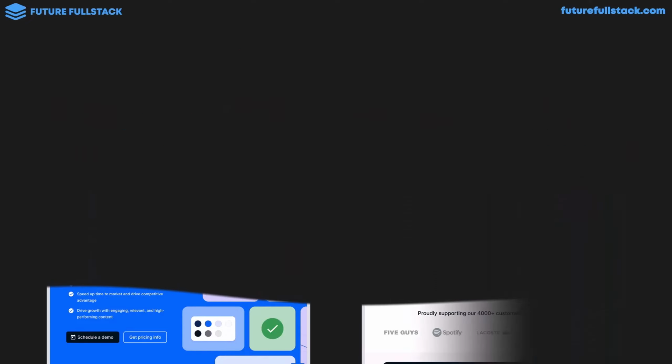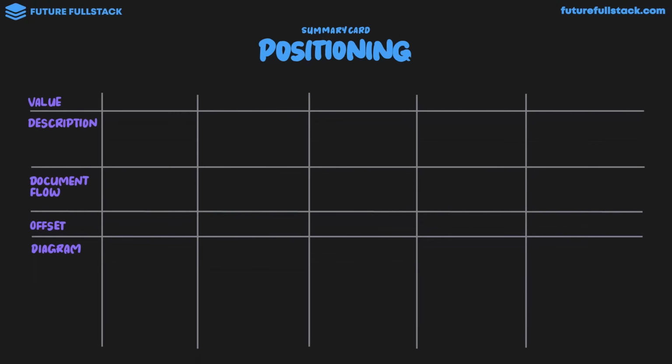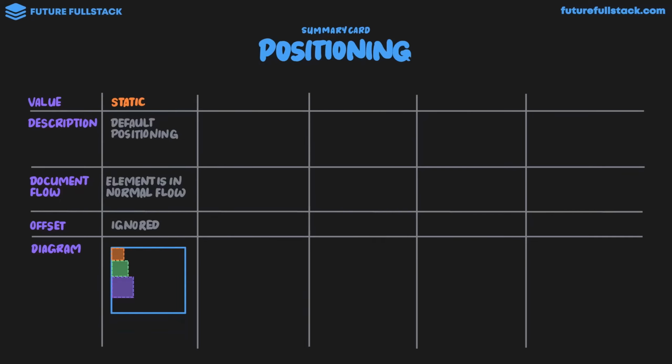So let's wrap up by building the next summary card, positioning. I'm going to be summarizing everything we learned in this simple table, where I have the row headings: the value, a description of what's happening, what happens in document flow, how offset works, and a simple diagram. Let's look at static first. This is just the default positioning, where the element is in normal flow. For offset, it's ignored. You can't apply offset properties to a static positioned element. In diagram form, our block elements will just stack one on top of each other. The elements occupy their slots.